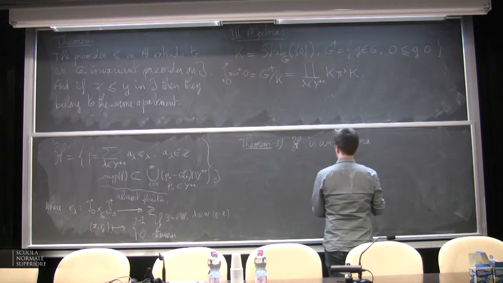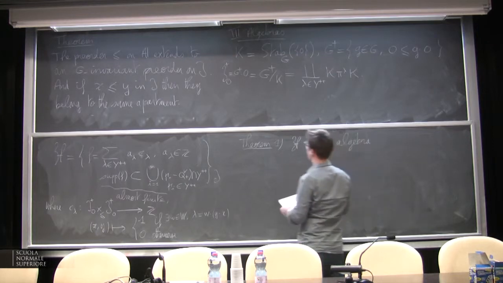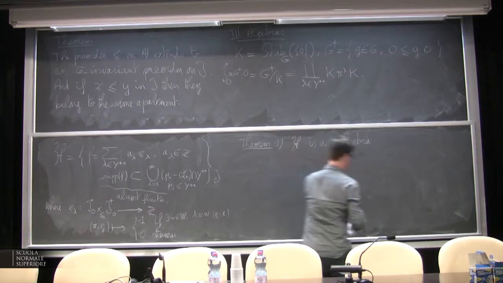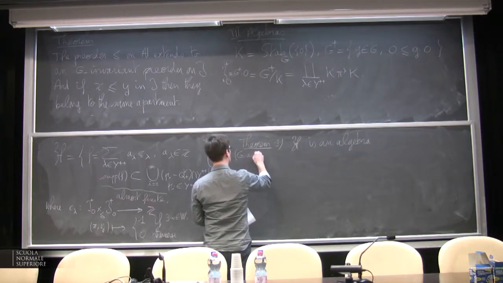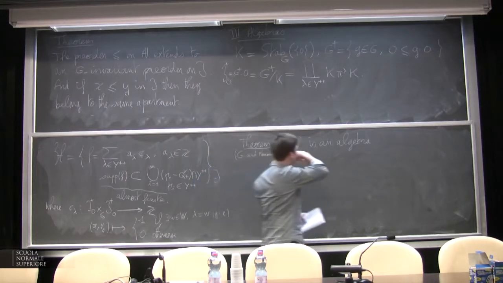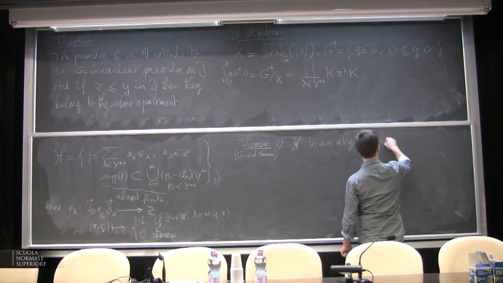So you have to show something. Yes, I just write the same thing. Yeah, so this is from me and Rousseau. This is an algebra for the convolution product.